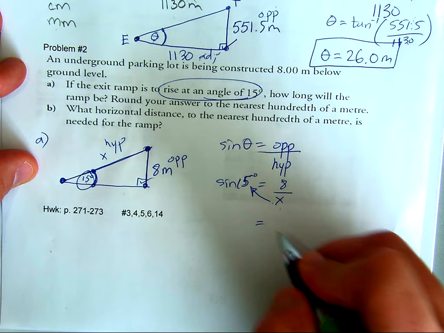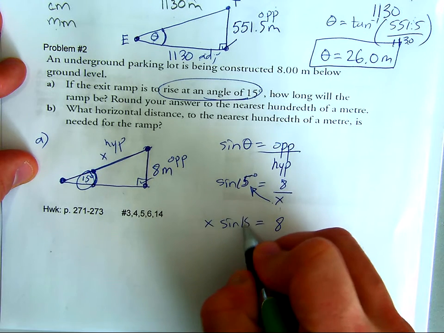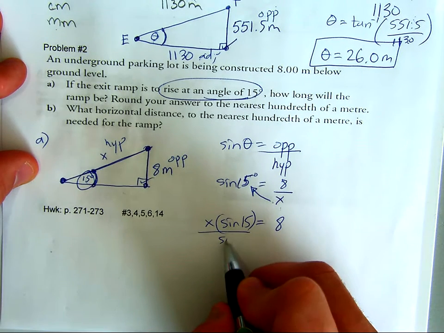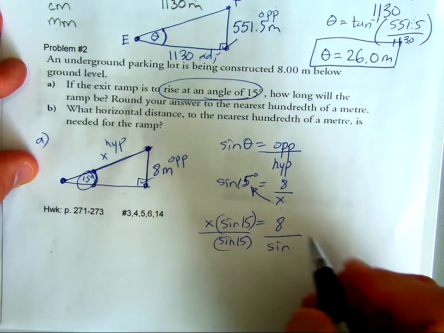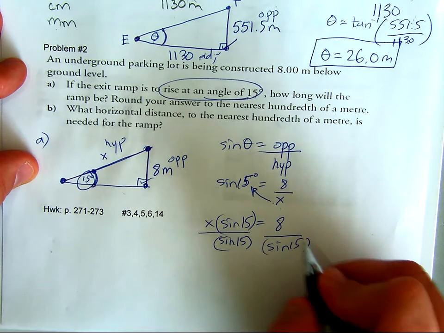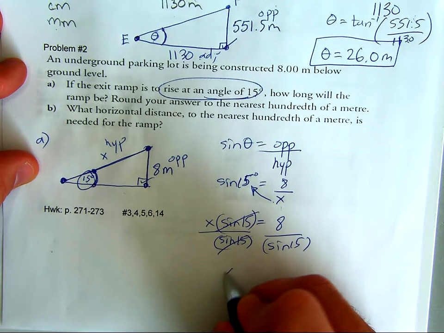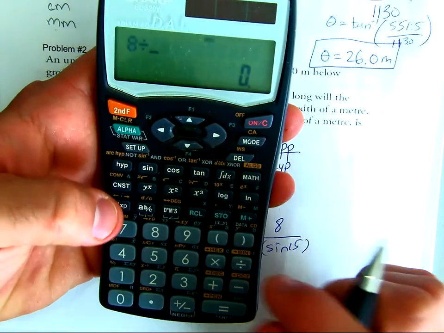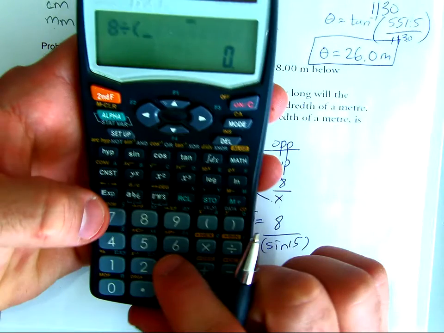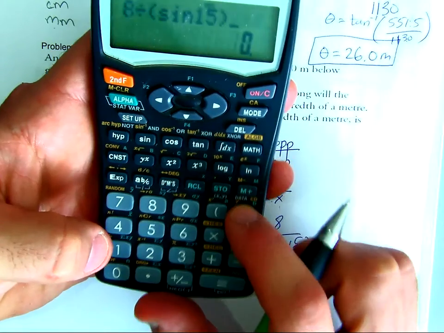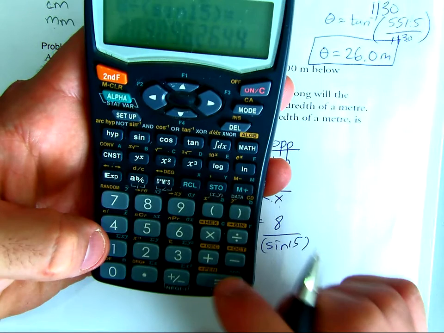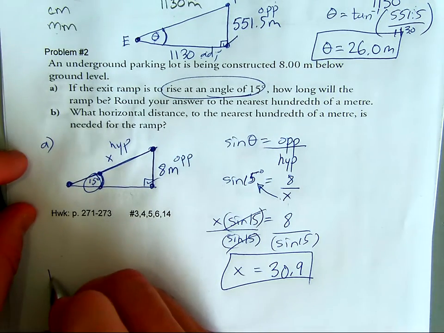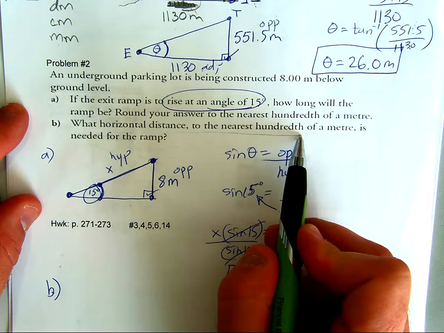First, I have to cross multiply the x. So I'll get x times sine of 15. And then I'm going to have to divide out the sine of 15 from both sides because that's multiplication. So dividing out the sine of 15 degrees, that'll get rid of it on this side. And on this side, I will do 8 divided by, in brackets, the sine of 15. And then press equals, and I will get 30.9. So therefore, the ramp should be 30.9.